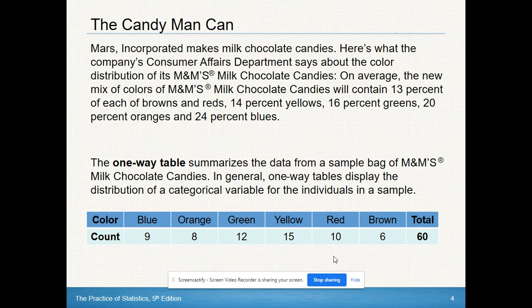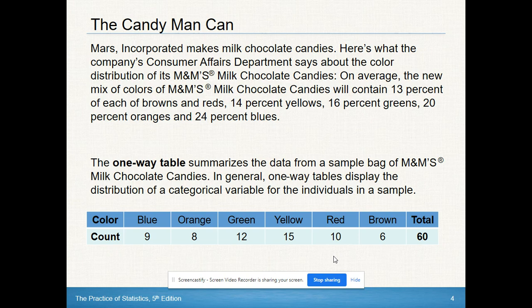So I'm sure you've all had M&Ms. Okay, so the company says that on average, the candies will contain 13% of browns and reds, 14% yellows, 16% greens, 20% oranges, and 24% blues. So what we want to be able to do is get our bags of M&Ms and see if this is really true.